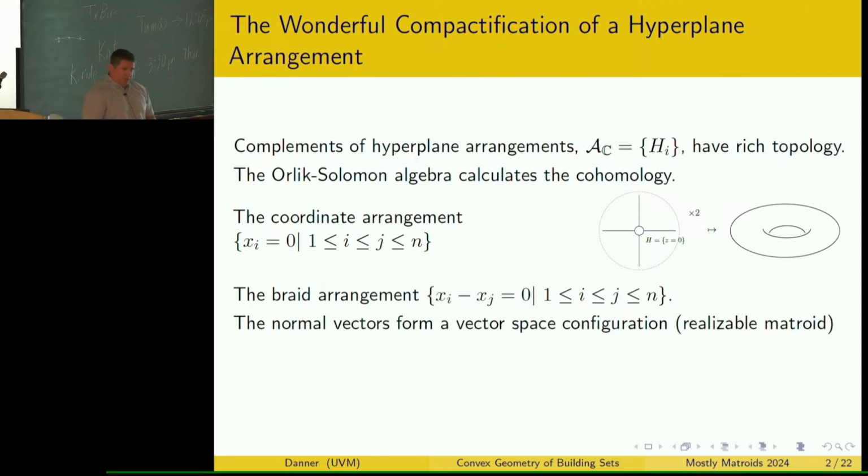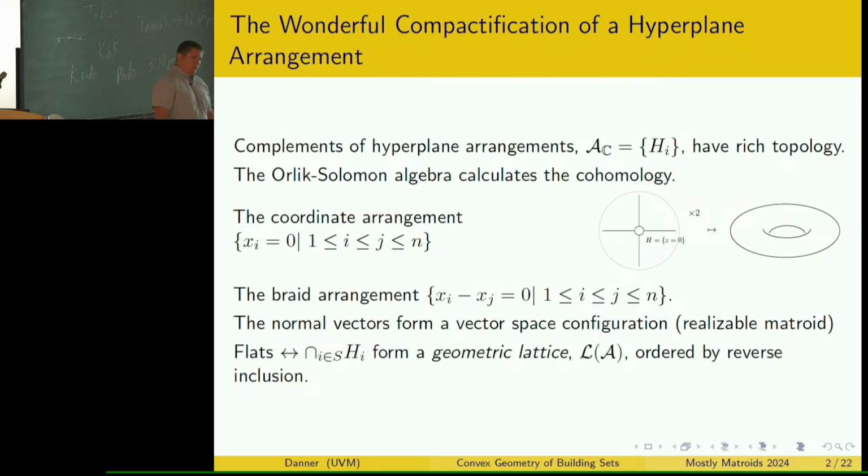The normal vectors to these hyperplanes certainly form a vector configuration and therefore a matroid, a realizable matroid, of course. The flats of this matroid correspond to the intersections of these hyperplanes, ordered by reverse inclusion. So the intersection of everything would be the top element, kind of our one, and we'll talk about lattices in a minute. The empty intersection would be at the bottom. It's called a geometric lattice. This would be the lattice of flats. In matroid land, we call that the geometric lattice.